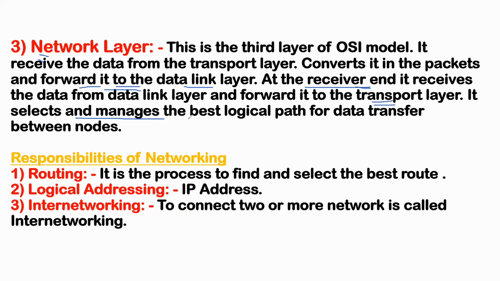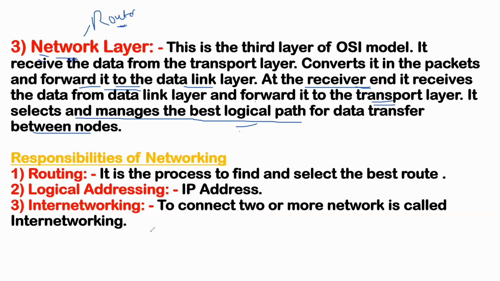It selects the best logical path for data transfer between nodes. This is the responsibility of the network layer. Network layer selects the best path in networks, because in network layer the router works, and router is used to select the best path. Router is used for internetworking to connect two or more different networks, or for routing purposes. Routing means to select the best logical path.